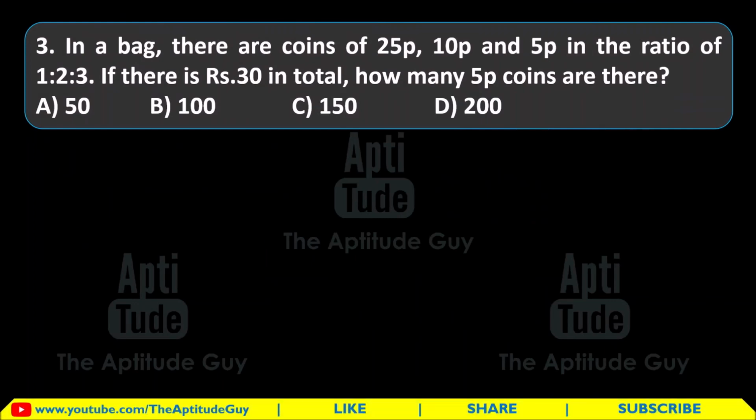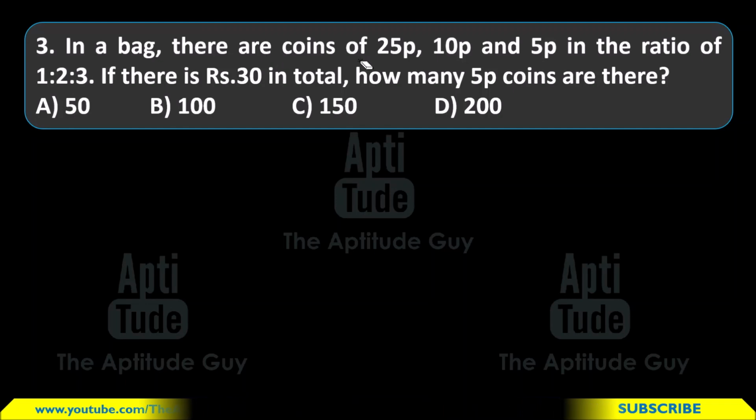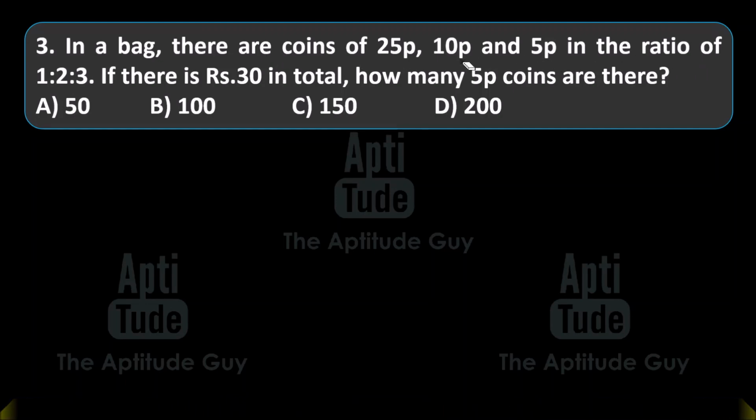Alright, let's do it. Now, there is a shortcut also for this question, which I'll talk about in the end. But if you did figure it out, that is awesome. Keep it in your mind. Let's see if your shortcut is correct. In a bag, there are coins of 25 paise, 10 paise, 5 paise in the ratio 1:2:3. If there is 30 rupees in total, how many 5 paise coins are there?